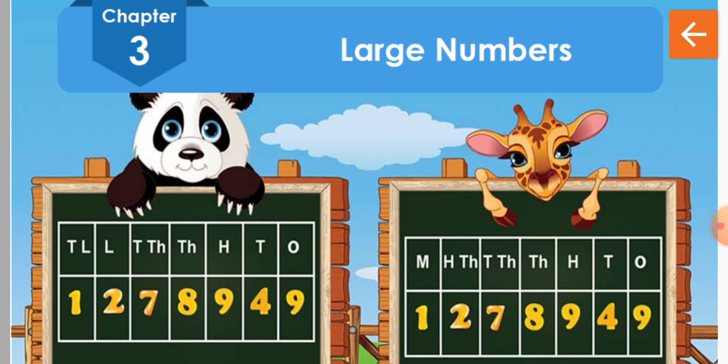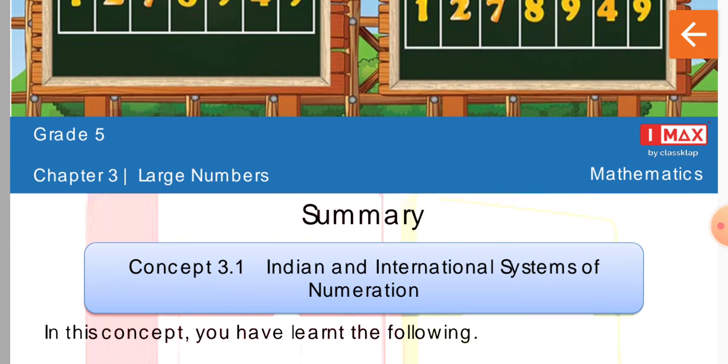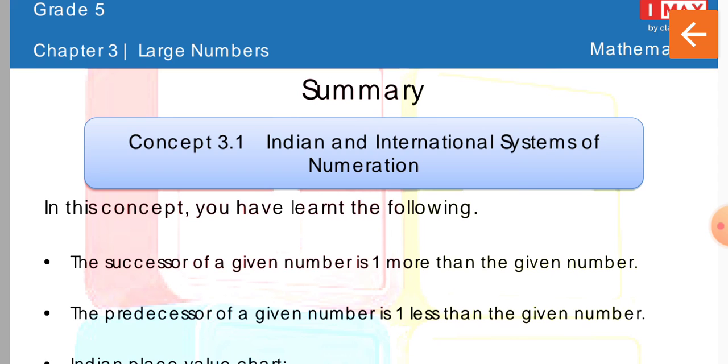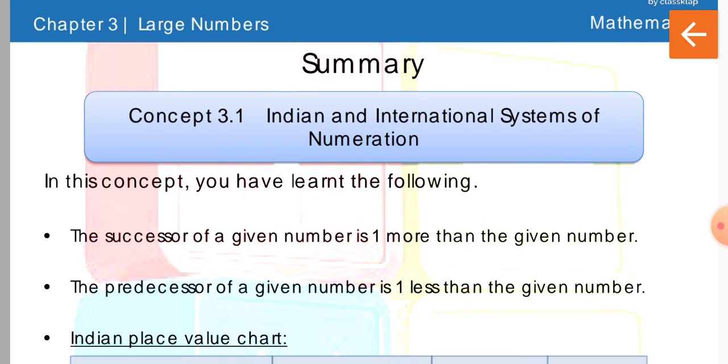Today, we are going to revise Chapter 3, Large Numbers. In this chapter, we learned about the Indian system of numeration and the international system of numeration, then about Roman numbers, etc. Isn't it? So, we will discuss the concepts one by one.